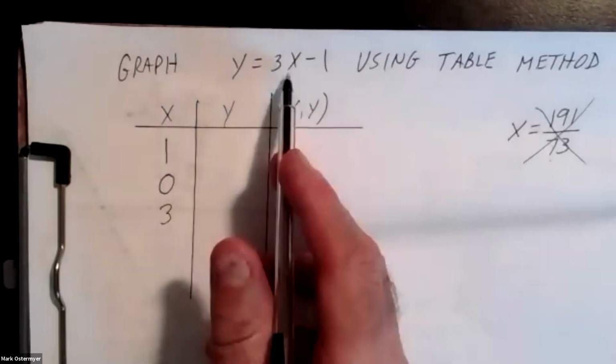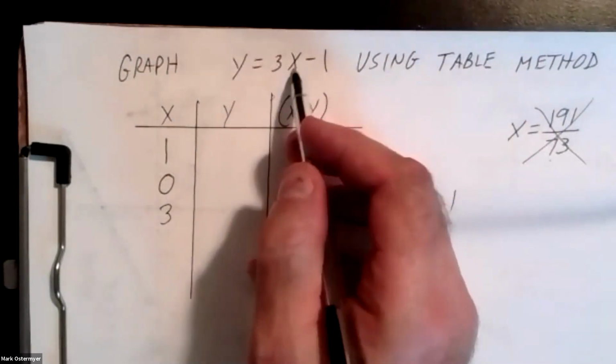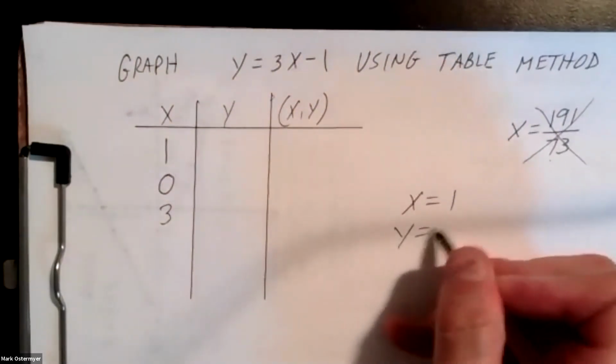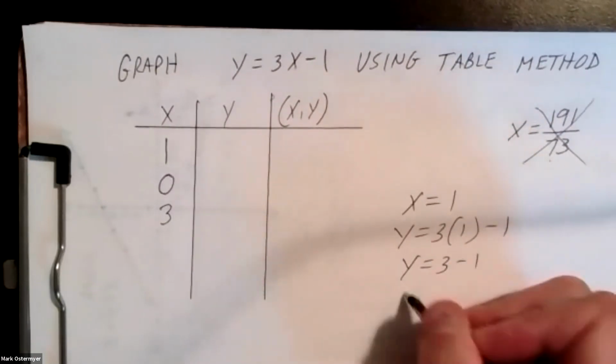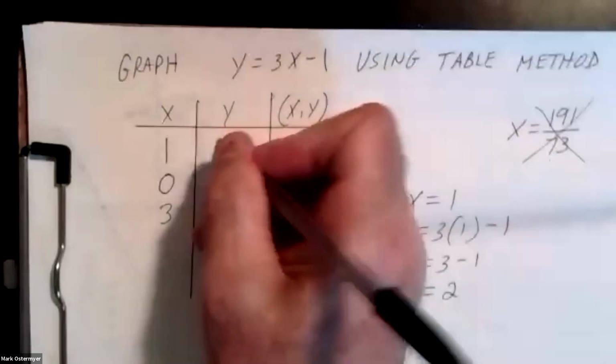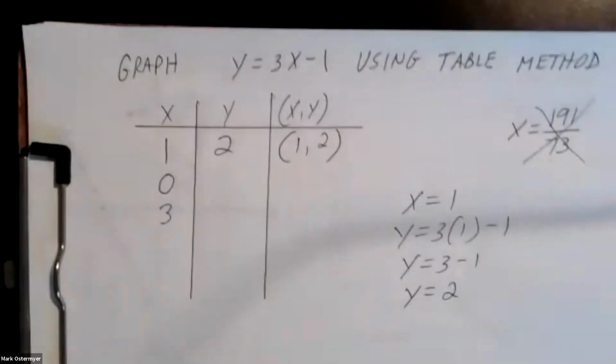If X is 1, what's Y? If X equals 1, we have to find Y. So replace X with 1. So Y is equal to 3 times 1 minus 1. Y is equal to 3 minus 1. Y is equal to 2. So (1, 2) must be one ordered pair solution to this equation.